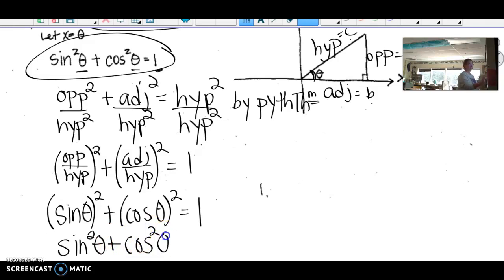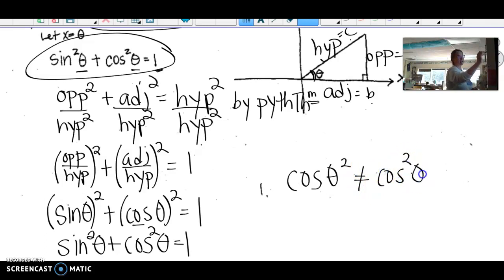Cosine squared theta means that quantity squared. Versus if you had something like cosine of theta squared, that is not equal to cosine squared theta. What this means is that the angle is squared, and you would take the cosine of that angle. You'd square the angle first and take the cosine.